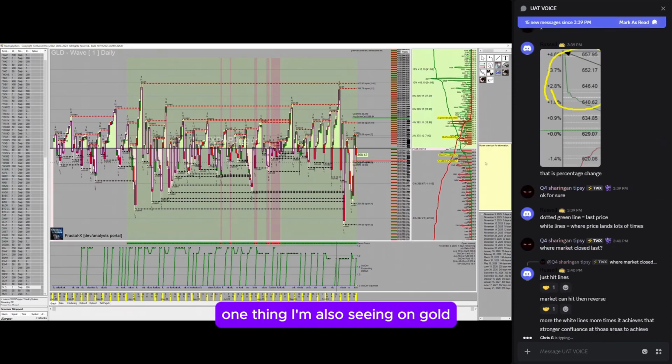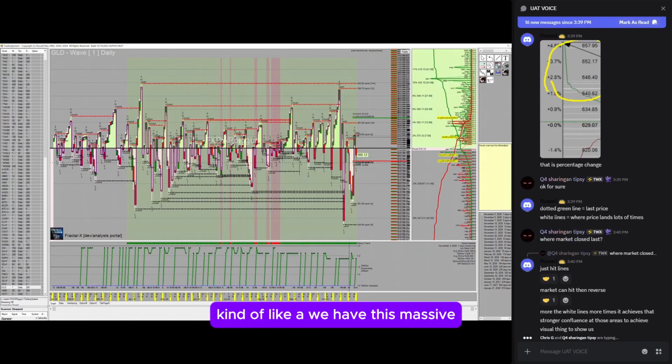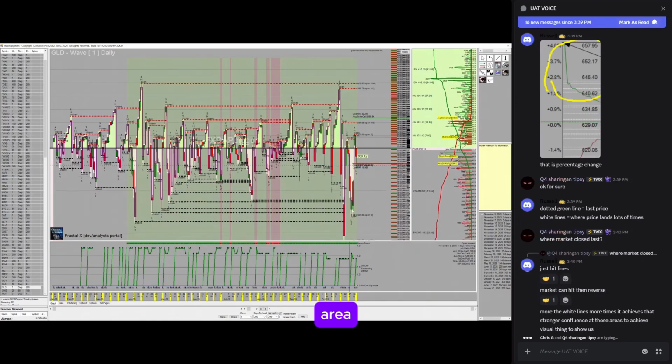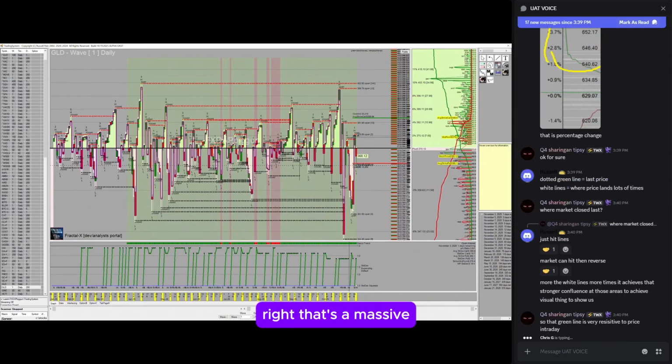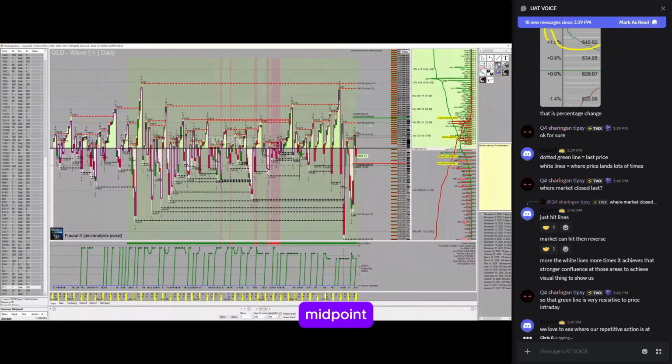One thing I'm also seeing on gold: we have our in the money significant put exposure, but really we have a pivot of interest. We have this massive at the money call exposure at the 369, 370 area. That's a massive call exposure there that if we traverse above that, market makers are going to start being required to buy stock.